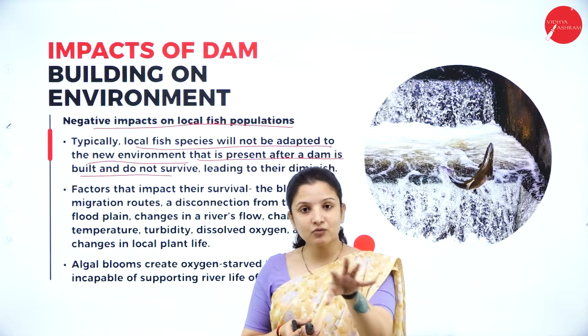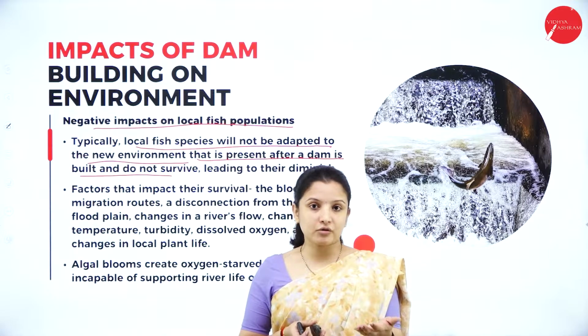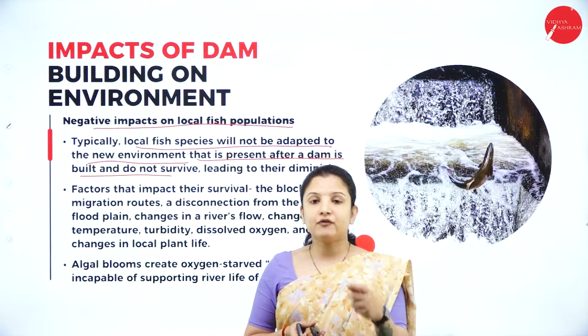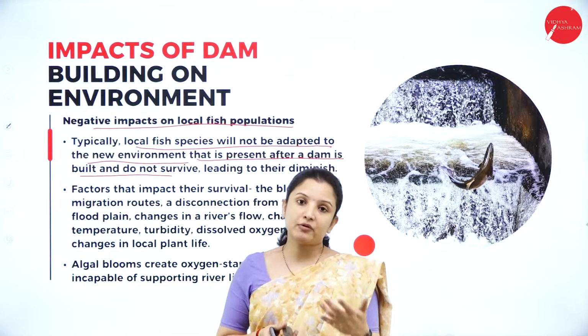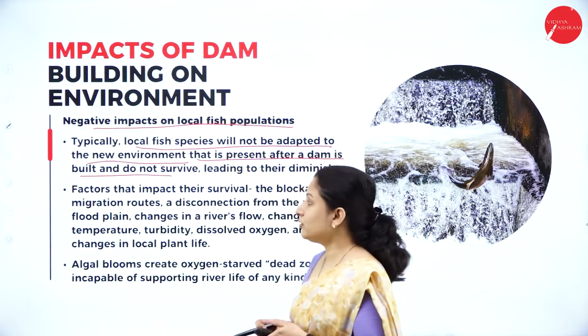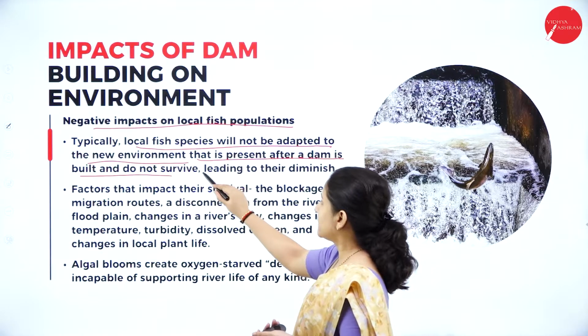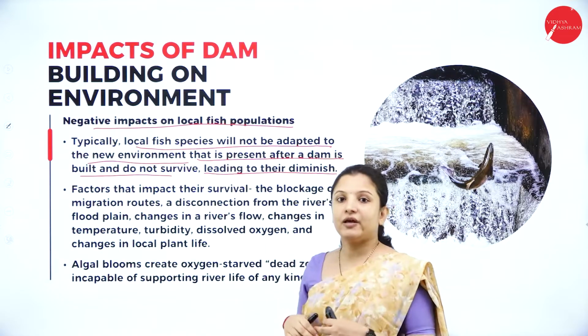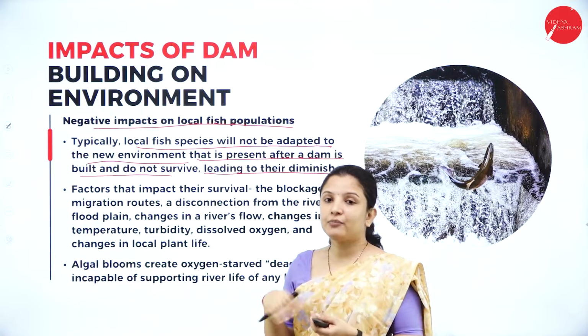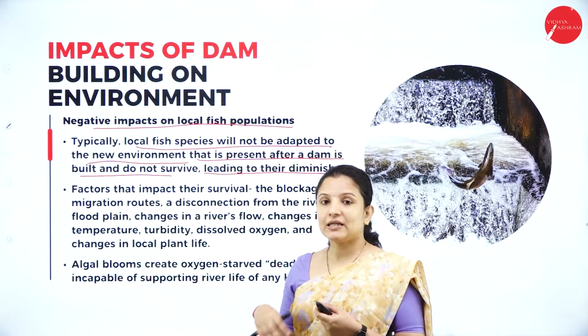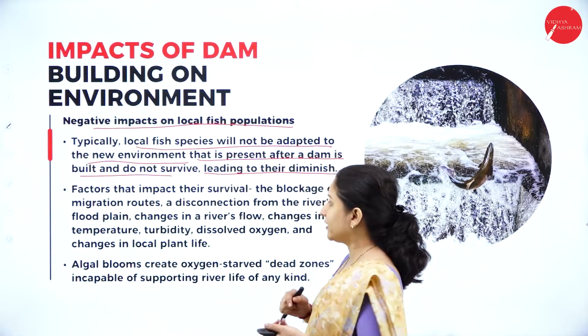So therefore, that water will become a new environment to the local fish, and therefore these fishes will not be capable of surviving and they will start to die, and their population will start to decrease very slowly, and finally the population will become completely extinct from that particular area itself.